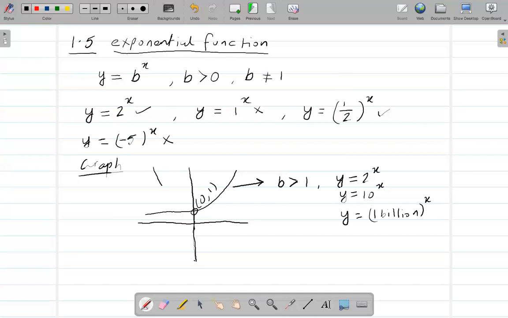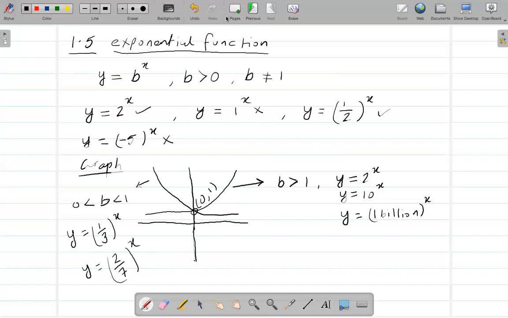And if b is greater than 0 and less than 1, then the graph is decreasing. So y equals 1/3 to the power x, or y equals, I don't know, as long as the base is in this range, 2/7 to the power x. In this case, the graph is decreasing. And this is what we are looking for in the current situation. We want to find a graph something like this, where the COVID virus cases go down like this, right?